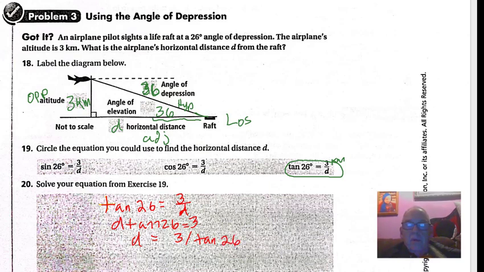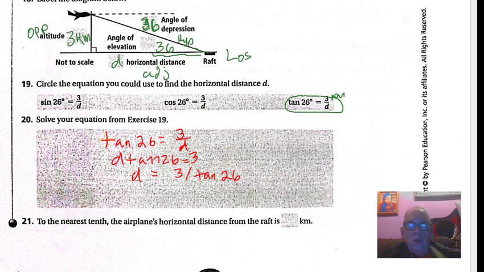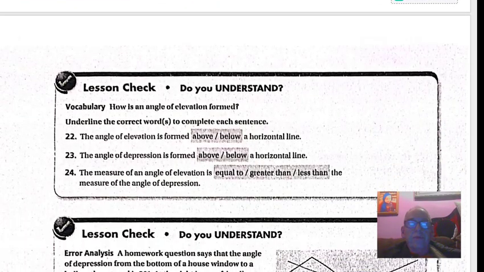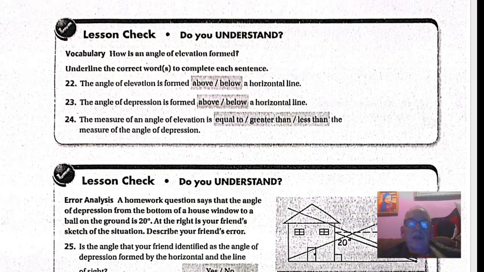So you could finish this with your calculator or use the table, go down the tangent column to 26 degrees, and divide 3 by the 4-place decimal, and that would give you the answer. So you can finish that off. If you want full credit, you need to complete this part, or you might lose a point or two. Let's do the lesson check.